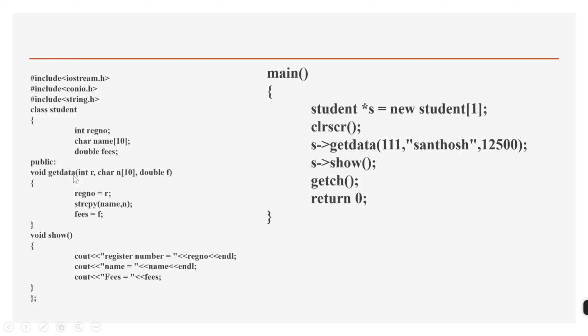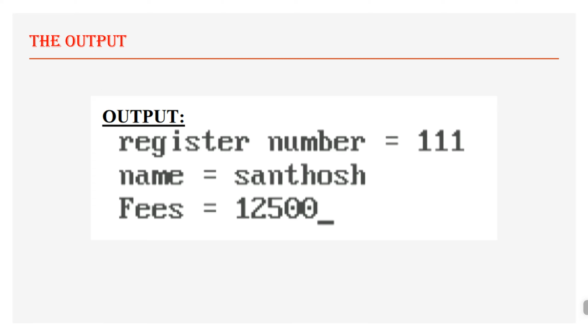So now I have moved the values to getdata. Now I am using show. In show, I am getting register number, name and fees. Here also it's a pointer which displays the values. Then your program is over. So this is how you get the output.